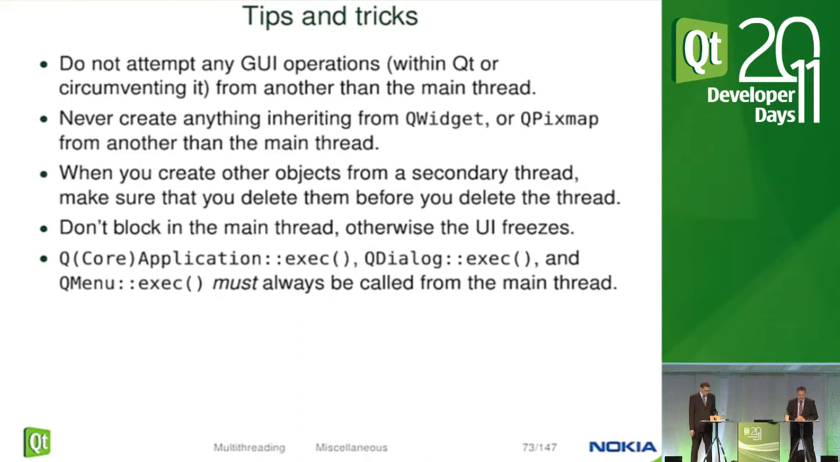Along the same lines, don't create any resources that belong to GUI land. That would be widgets or pixmaps. A pixmap is a resource that you might or might not know is an X resource on Linux. It's an X server resource that is allocated there. So again, you will have a nice way of terminating your application.